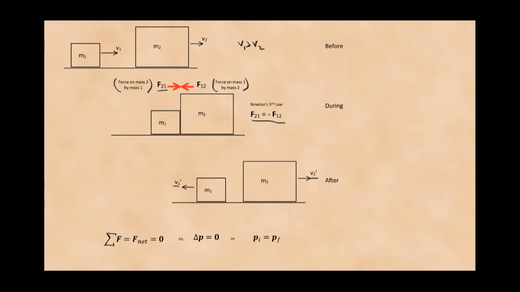Now, in this situation, my system is the combination of mass 1 and mass 2. So if I add up all of the forces, if I sum all the forces on the system, F21 and F12 will cancel out, meaning the net force will be 0. Well, if the net force is 0, that means the change in momentum is 0. So the change in momentum of my system is 0. Change in momentum is P final minus P initial, which means that the initial momentum will equal the final momentum.